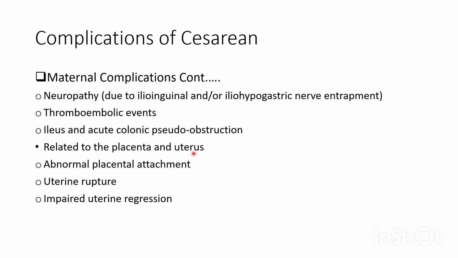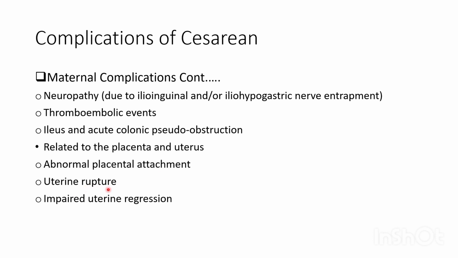Complications related to the placenta and uterus. Abnormal placental attachment. Placental blood vessels or villi furrow deep into the uterus, but when there is normal uterine tissue, blood vessels of the placenta and villi do not furrow deep into the organs. When there is scar tissue in the uterus, scar tissue is the weakest point of the uterus. So placental vessels or villi furrow deep into the organs, for example, the bladder. This condition is called placenta accreta.